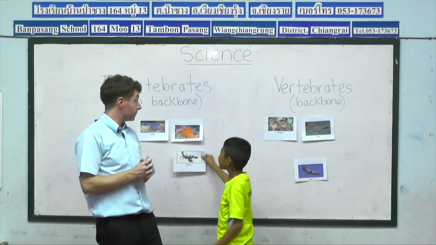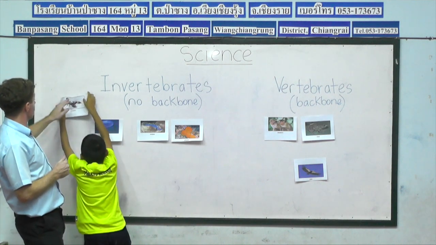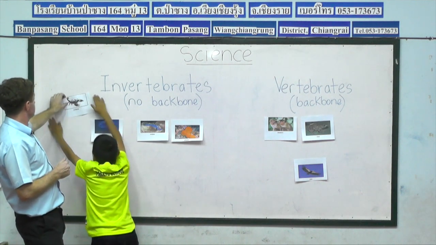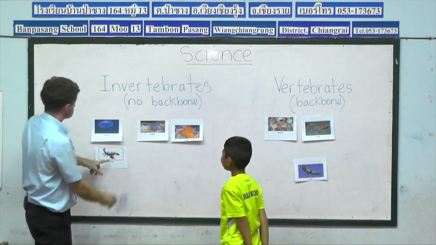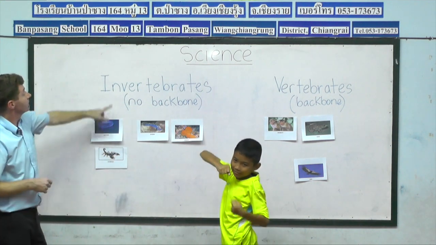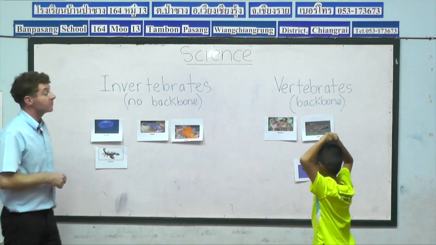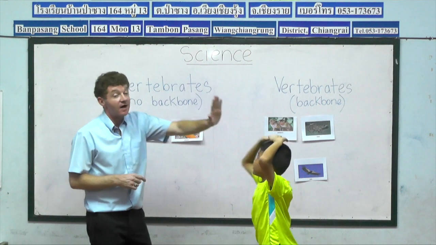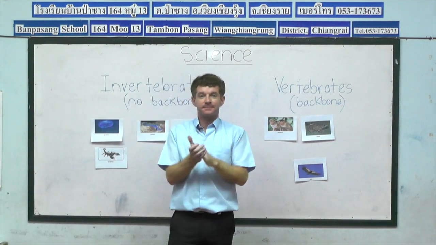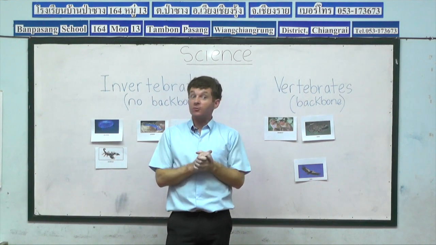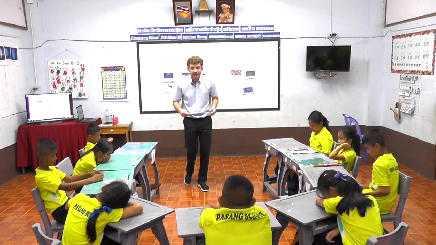No backbone, yes. So you can say, Bang Pon, scorpion. Yeah, we can go here. That's just as good. Okay, scorpion. Invertebrates. Excellent, Bang Pon. Well done. High five. Big round of applause for Bang Pon. And now, just a few left. So let's keep going, guys. Next animal. Next student.